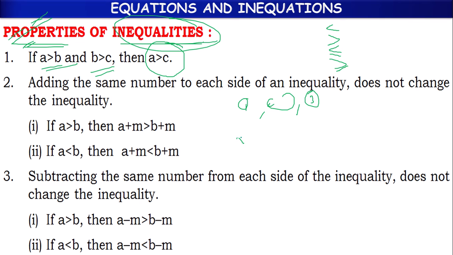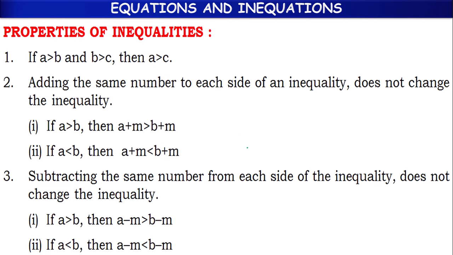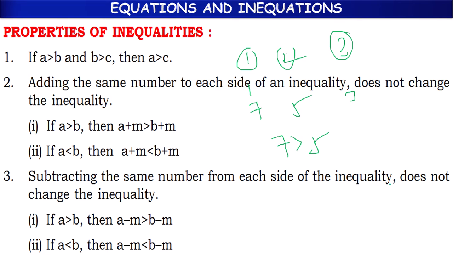suppose the first two terms are 7 and 5. First term is 7, second term is 5. Now 7 is greater than 5. And the third term is, suppose it is 3. So in the beginning we compared the first and second terms, 7 greater than 5. Now we are comparing the second and third terms and we are saying 5 is greater than 3.